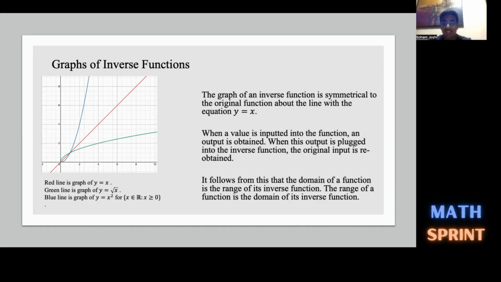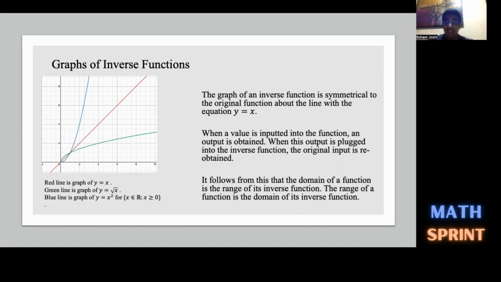When a value is inputted into a function, an output is obtained. When this output is plugged back into the inverse function, the original input is reobtained. So if we plug in x is equal to 2 into the function f of x is equal to x squared, we would obtain 4 because 2 squared is equal to 4. But if we plugged in the 4, that is the output, into the inverse function, f inverse of 4, because f inverse of x is equal to square root of x, we would obtain 2 again.